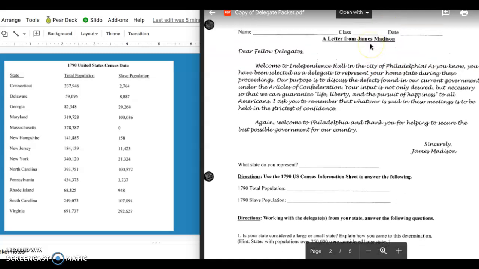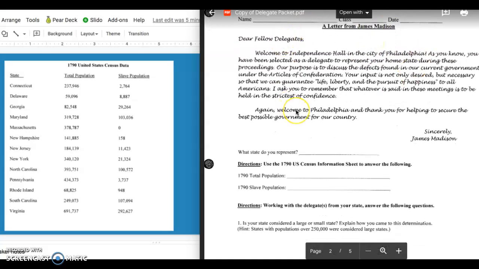You should have gotten this handout here, okay? A letter from James Madison, which I just read to you on the last video. So whatever state is around you, let's say it's Connecticut, okay? You're going to write in Connecticut or whatever state. And then you're going to answer these questions using this census data.